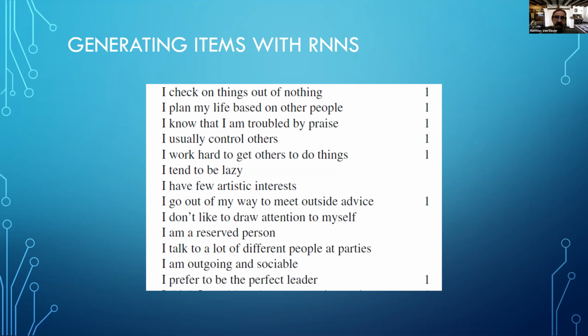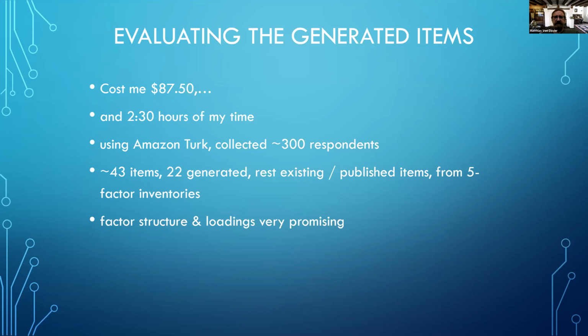Basic idea was simply to test them out. And again, the internet is helpful. $87.50 later, about 2.5 hours later, I tried out the items with about 300 respondents using Amazon Turk. About half of the items were generated by this neural network. The rest were existing, published, open source items from 5-factor inventories.